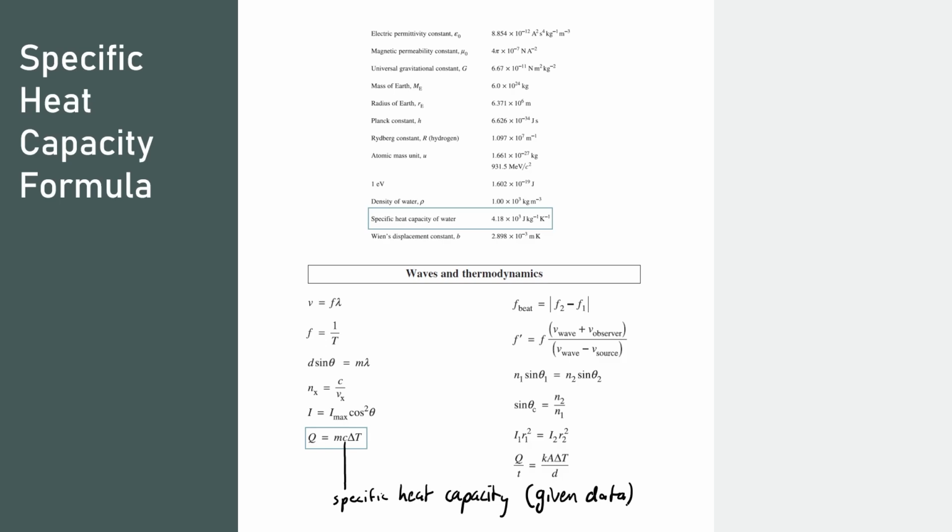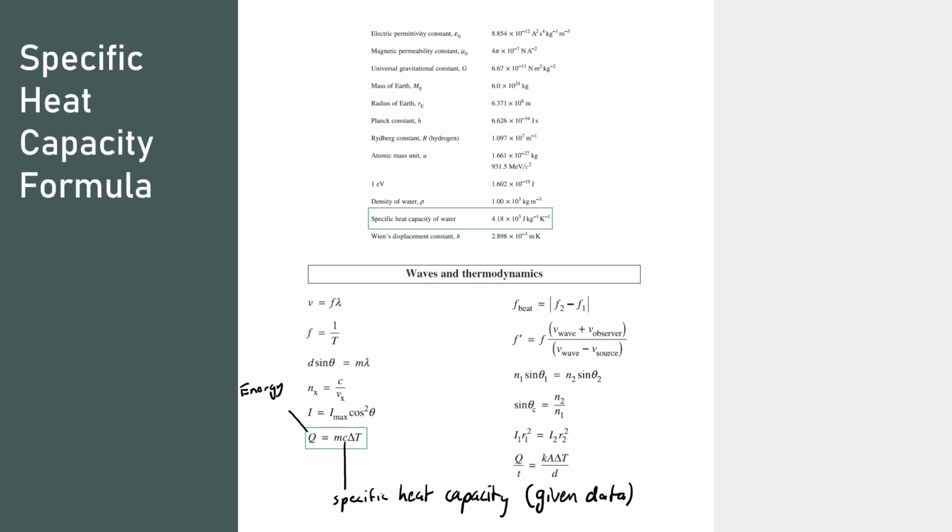So C here in this equation is the specific heat capacity. Again, this is data that is given to you. Technically, if they're talking about water, they don't need to give you that data because it is in the data sheet. However, for any other substance, if we're looking at its specific heat capacity, we use the data that is given to us.